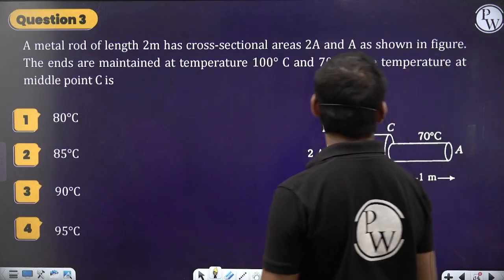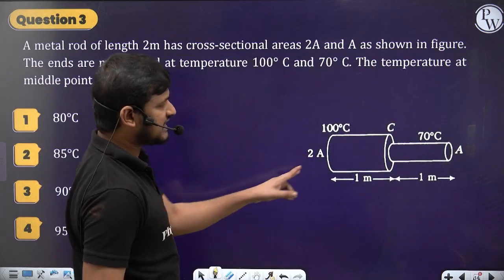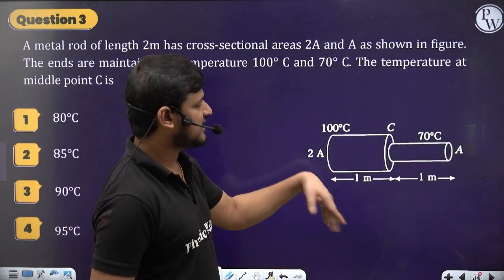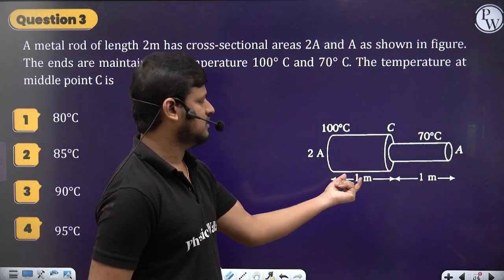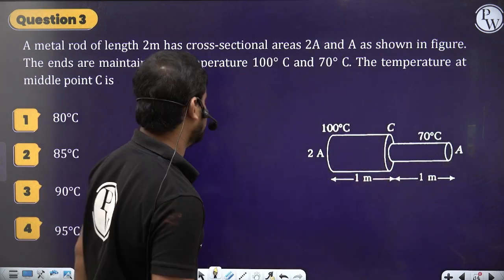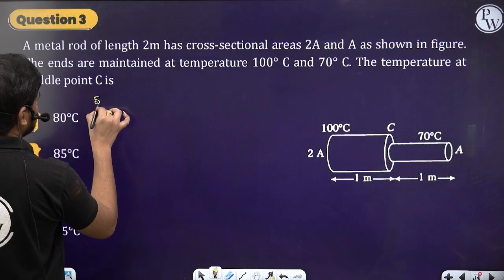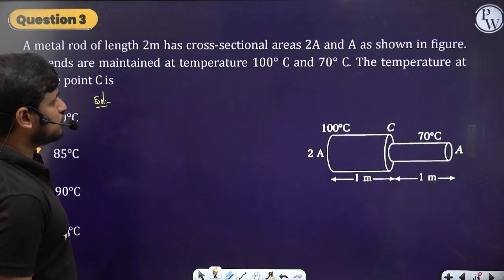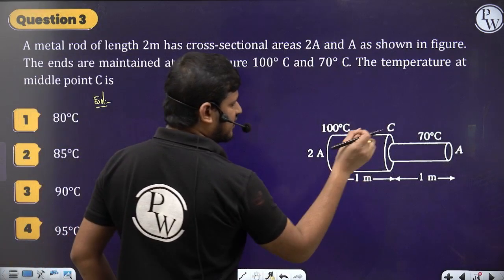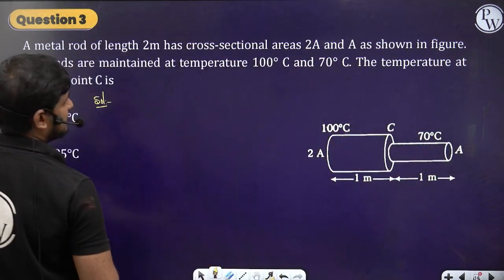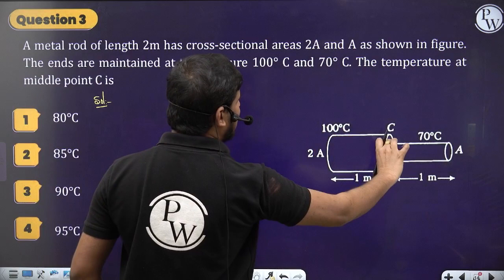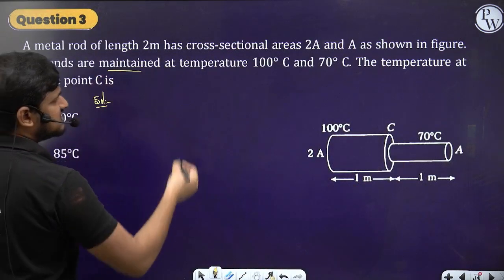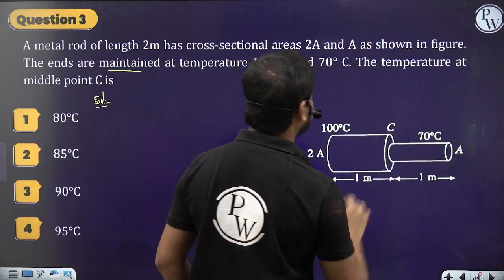So we got one more question. See, here the two rods are connected in series combination, but their areas are not the same. The areas might be equal, might not be equal, but their lengths are the same. So try this question on your own, everyone. A metal rod of length 2 meters, so one rod is of 1 meter, another rod is of 1 meter, has cross-sectional areas 2A and A. So their cross-sectional areas are different. Their ends are maintained at temperatures 100 degrees centigrade and 70 degrees centigrade.